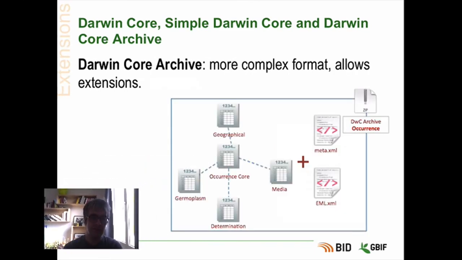And then there's a last standard, which is Darwin Core Archive. We will talk about it in more detail later. It's a more advanced and more complex format that allows extensions. For example, you are publishing occurrences, but you also want to publish some images of this specimen. The extension mechanism of Darwin Core Archive will allow this, but it will be seen later in an advanced tutorial.